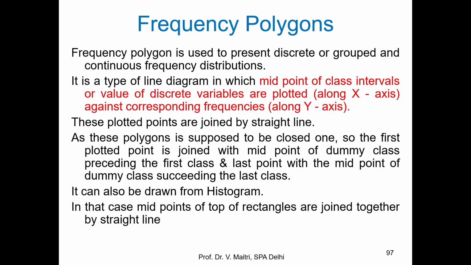The polygon is supposed to be a closed one. So the first plotted point is joined with the midpoint of the dummy class preceding the first class, and the last point with the midpoint of the dummy class succeeding the last class. It can also be drawn from the histogram: in this case, the midpoints of the tops of the rectangles are joined together by straight lines. So either use the data directly, or if you have drawn the histogram, draw it from the histogram. Let's see how.